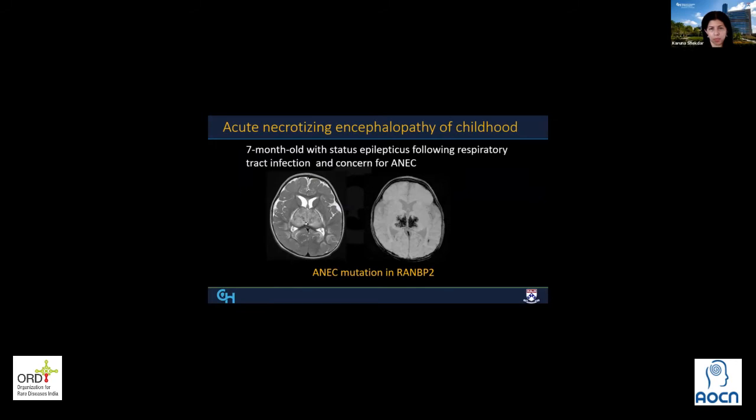So I'm starting with this first case. This was a 7-month-old with status epilepticus following a brief respiratory illness. And clinically, the concern was for ANEC, or acute necrotizing encephalopathy of childhood, quite rightly so. That is what was shown on the imaging.